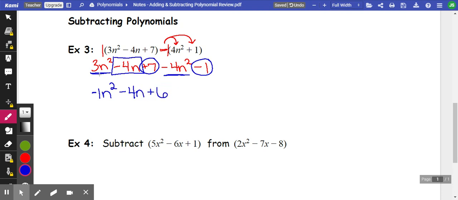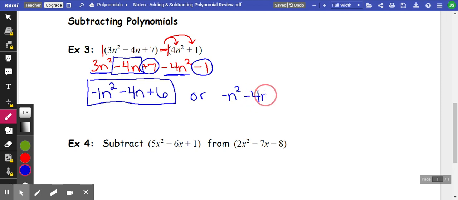So here I have a trinomial again. It has 3 terms. You could write your answer like that, or a lot of times, if this is multiple choice, they won't write in that 1. This would be the same thing as negative n squared minus 4n plus 6. So these two mean exactly the same thing, just one has that 1 written in and the other doesn't. Both would get you the same answer.